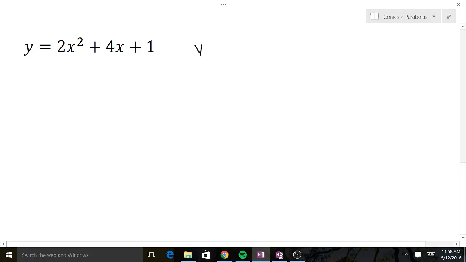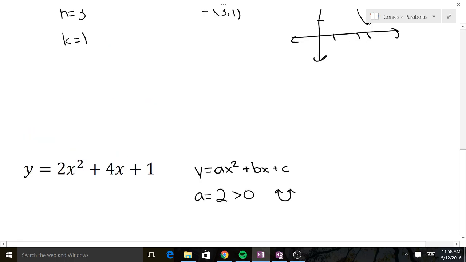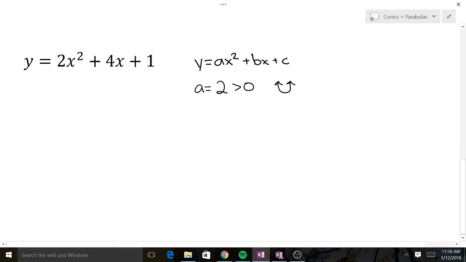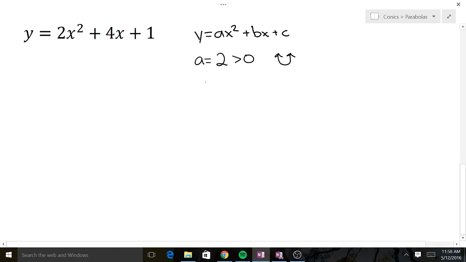So now let's remember our formula, which is y equals ax squared plus bx plus c. So now we've got a equals 2, and that is also greater than 0, which means this graph is going to be going up. Then the hard part is finding the vertex, and remember from the top part, the x value of the vertex is negative b over 2a. So we can take x equals negative b over 2a.